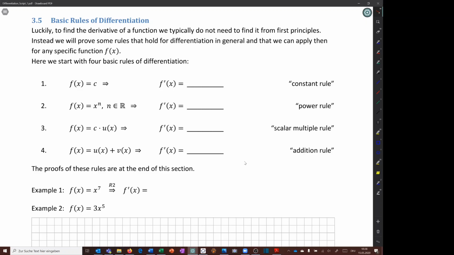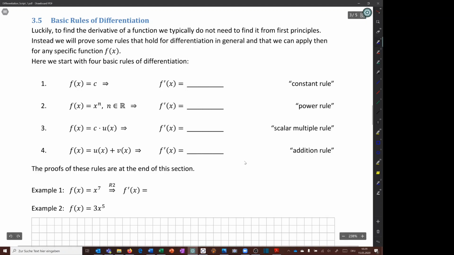Let us now get back to algebraic differentiation. We have seen that this is quite tedious work since we have to use this differential quotient, this limit for delta x going towards 0 of f of x plus delta x minus f of x divided by delta x, somehow trying to find this limit. Luckily, this is not necessary in the normal case because there are certain new rules that we can apply and that simplify our life a lot. So let us have a look.